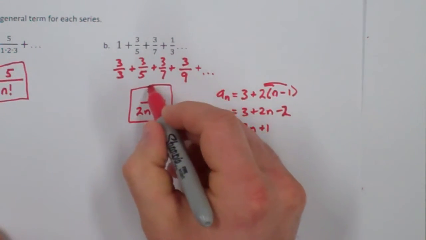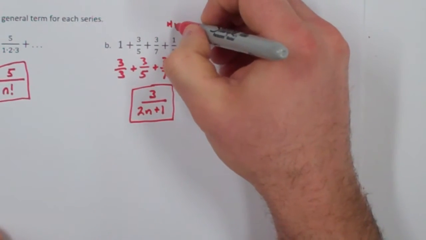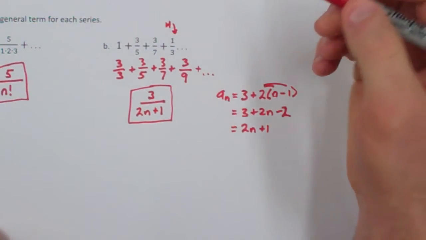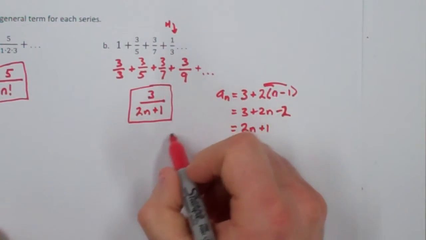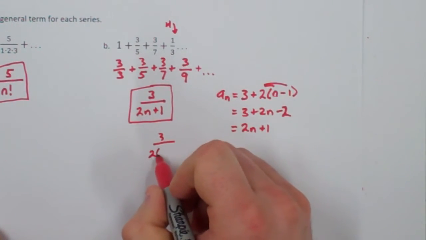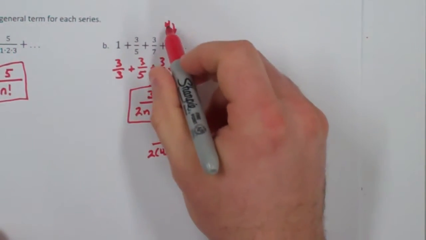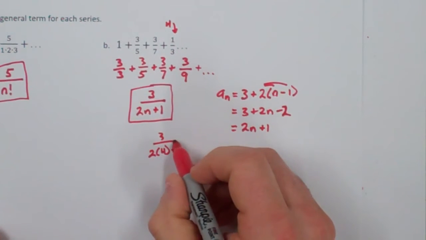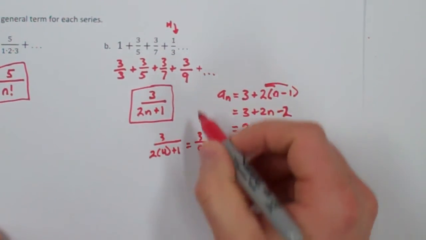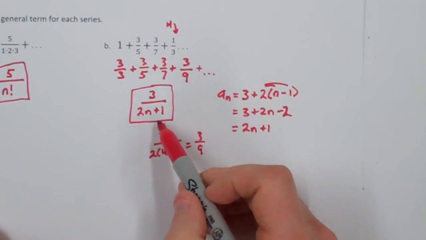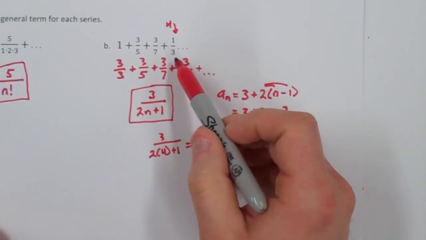And just to double check, this is the fourth term right here, or 3 over 9, or 1/3. And so for the fourth term, we'd have 3 over 2 times 4. Remember, n is 4 here. It's our index value. And that is 3 over 8 plus 1, which is 9, or 1/3. So this does work. It's important to check to make sure.